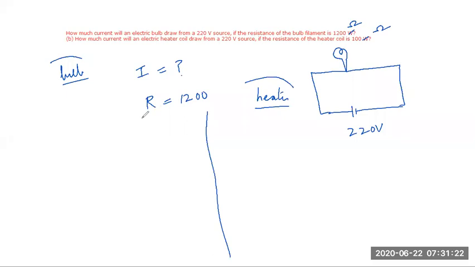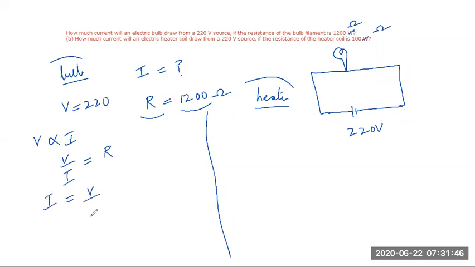Now, when R is 1200 ohm and the potential difference is 220 volt, according to Ohm's law, potential difference is directly proportional to current, or V by I ratio is constant, equal to R. So from this we get I is equal to V by R. V is 220 volt. Always write units, students, it will give you a good habit. And R is 1200 ohm. So this is equal to whatever it is, you just divide it.